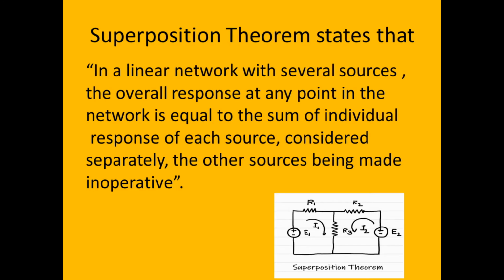Superposition theorem states that in a linear network with several sources, the overall response at any point in the network is equal to the sum of individual response of each source considered separately, the other sources being made inoperative. So basically, there must be several sources present in the network. That time we will apply the superposition theorem.